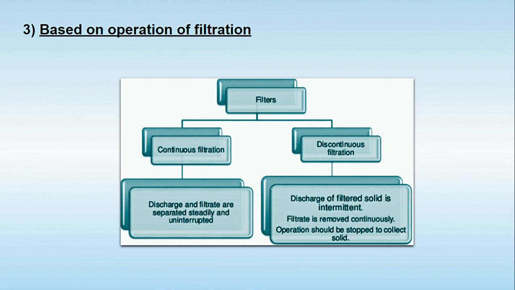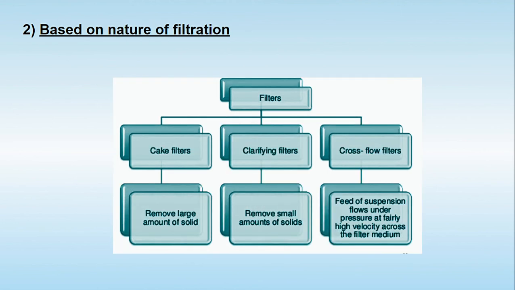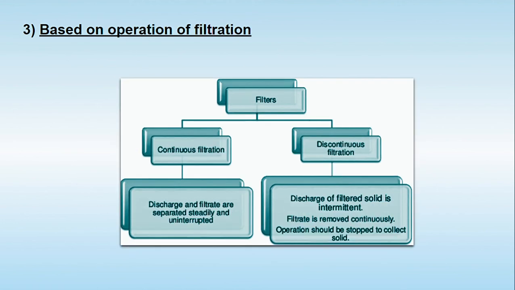So these are the three different ways of classifying the filtration equipment. If I am going to use any filtration equipment, it can be classified in any one of these categories. It may be either a pressure or vacuum or centrifugal filter, or it may be either a continuous filter or a batch filter, or, in other words, from the previous slide, it may be either a cake filter, a clarifying filter, or a closed flow filter.